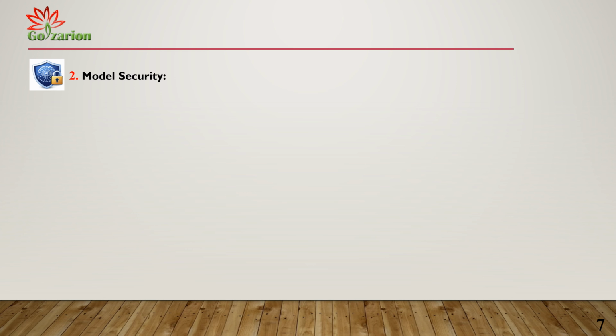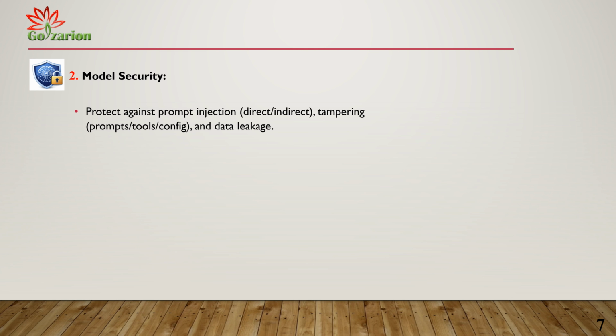Next, model security. Here we need protection against prompt injection, tampering, and data leakage. And we apply guardrails and monitor outputs for safety. Tampering is any change to prompts, tools, or connectors or model configuration that alter behavior.